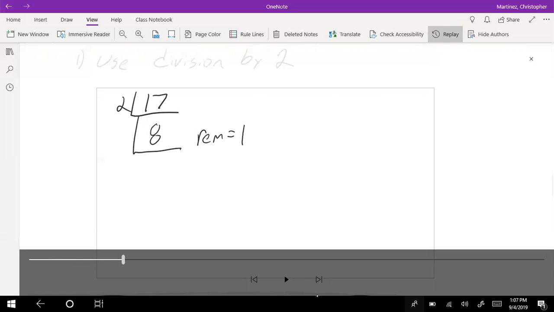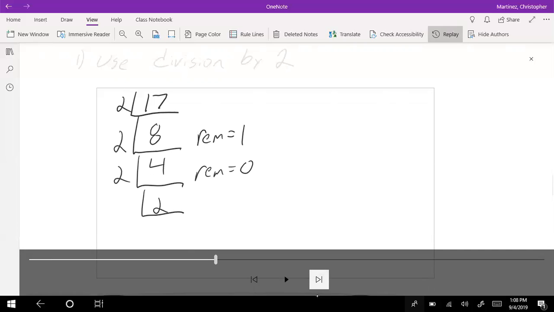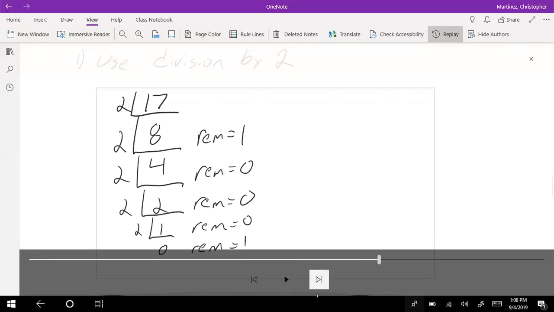All right, so I'm going to keep dividing by 2. So I'm going to take this 8 and divide it by 2. I have a value of 4 with no remainder. I'm going to take the 4 divided by 2. I'll have a 2, again, with no remainder. I'm going to take that 2 and divide it by 2. I'll have a result of 1 and no remainder. I'm going to take the 1 and divide it by 2. I have a value of 0 and a remainder of 1.